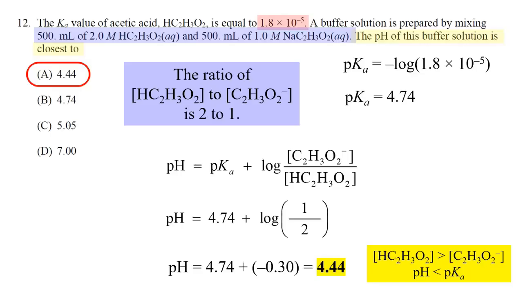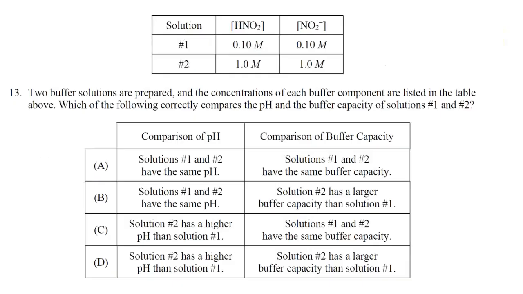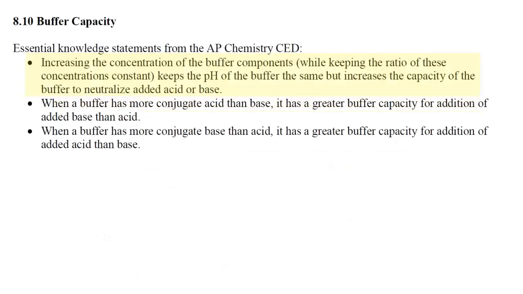All right, now let's move on to question 13. In question 13, we are given a table, and it says, 2 buffer solutions are prepared, and the concentrations of each buffer component are listed in the table above. And the question asks, which of the following correctly compares the pH and the buffer capacity of solutions 1 and 2? So question 13 falls under topic 8.10, buffer capacity.